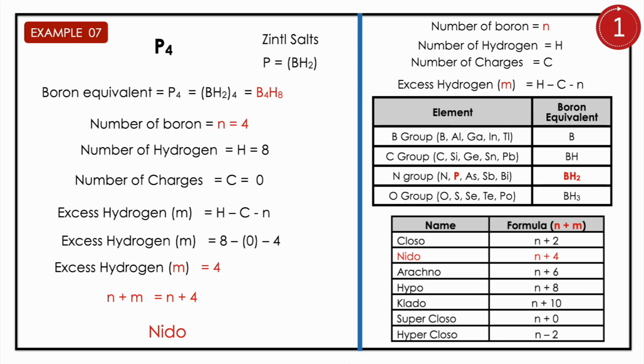First step will be counting the boron. Number of borons are 4, so N equals 4. Number of hydrogens are 8, so H equals 8. Charge is not there, so C is 0. Excess of hydrogen will be M equals H minus C minus N, which gives 8 minus 0 minus 4, 4. M equals 4 means it is N plus 4 system. If you look at the table, N plus 4 means Nido. So, according to Wade's rule, the Zintl salt P4 has Nido structure.